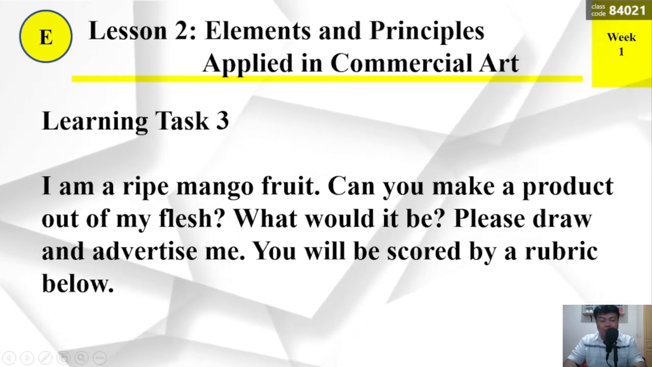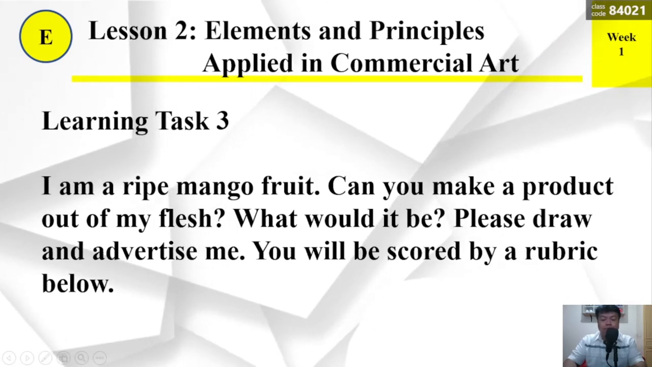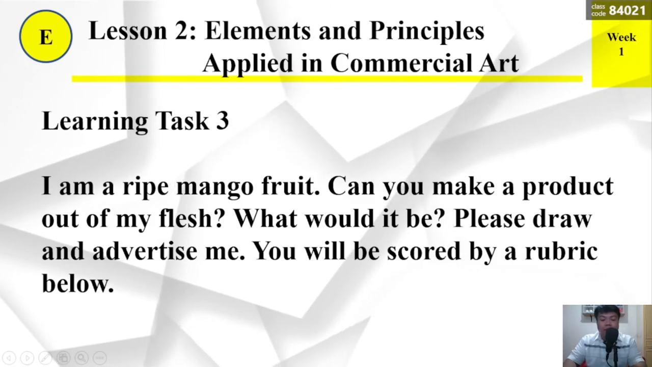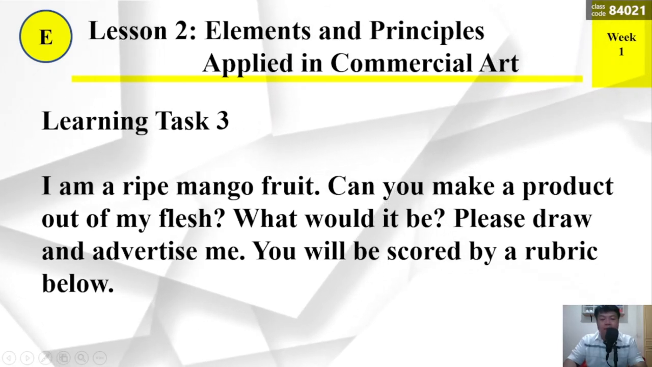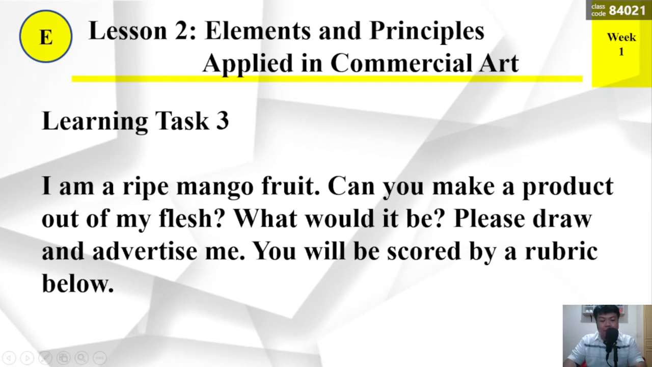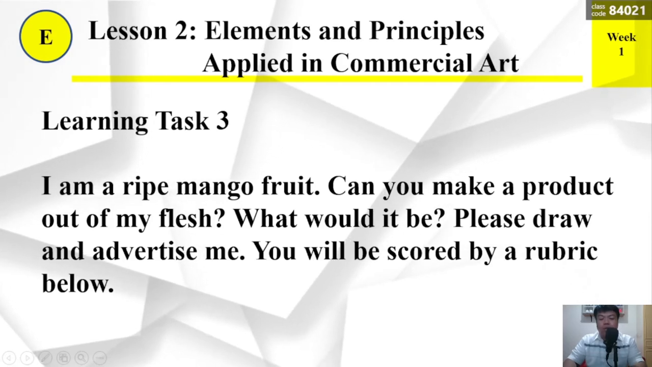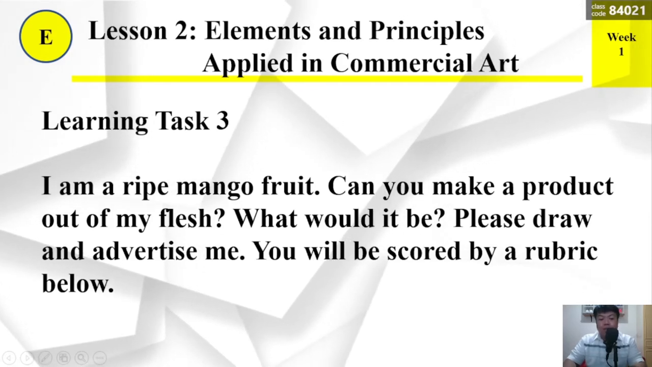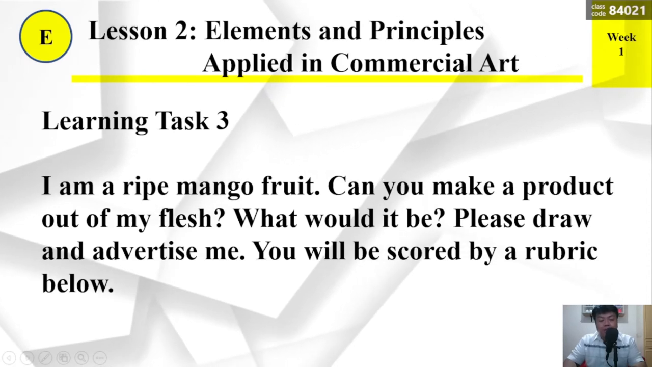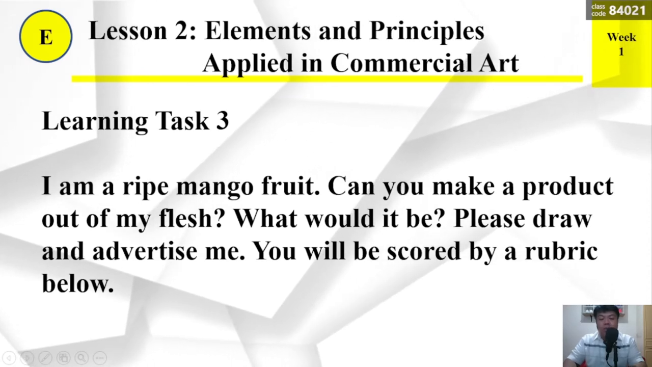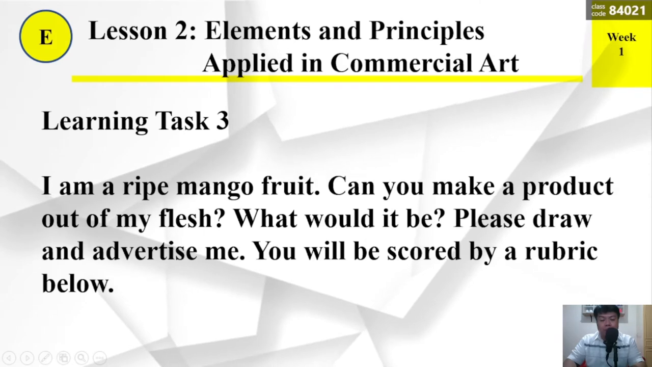Learning task number 3. I am a ripe mango fruit. Can you make a product out of my flesh? What would it be? Please draw and advertise me. You will be scored by a rubric below.